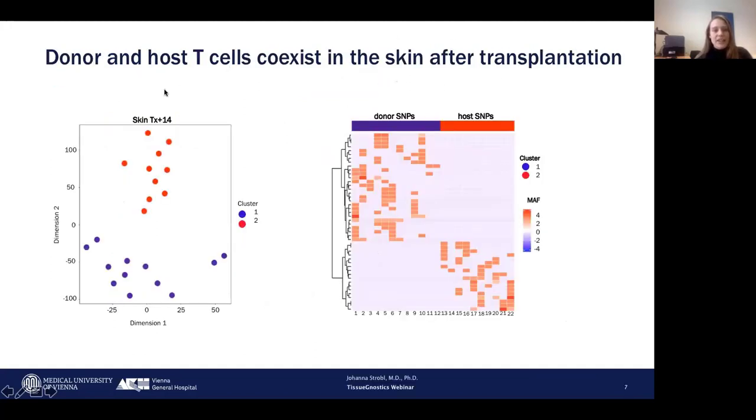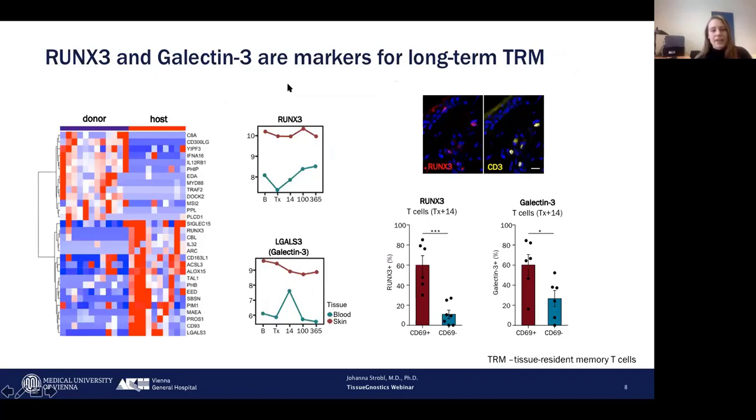And also after transplantation, donor and host T cells coexisted in the skin and had a distinct transcriptional signature. And with this, we were able to identify potential novel markers for tissue-resident memory T cells. For example, we saw that the marker RUNX3 and also the gene galectin-3 were continuously upregulated in skin T cells. And also when we confirmed this on a protein level using immunofluorescent stainings, we saw that those markers could be potential novel markers for long-term tissue-resident memory T cells.